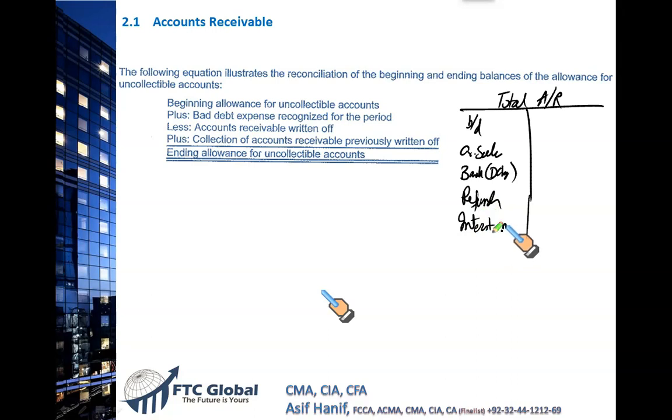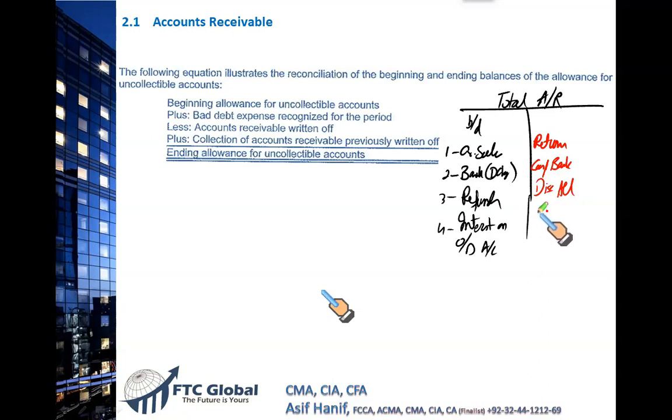Interest on overdue accounts. These items you expect on the debit side. Let me label them as 1, 2, 3, and 4. On the credit side, what do you expect? Any returns from our customers. They come here. Return inwards, clearly. Any collection from them in the form of cash or bank comes here. Any discount we allow to them, discount allowed.